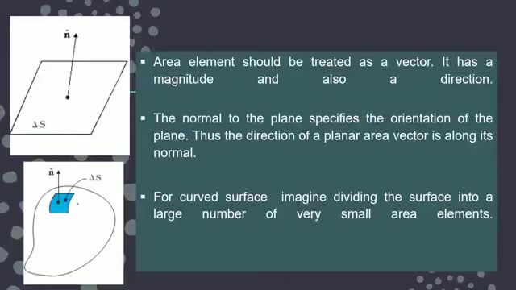It means again to say that area is to be treated as a vector because it has both magnitude and direction. This is the magnitude: if I am taking a planar area, then length into breadth will give me the magnitude of the area. But what about the direction? Direction will always be perpendicular to it, taken in the outward direction.